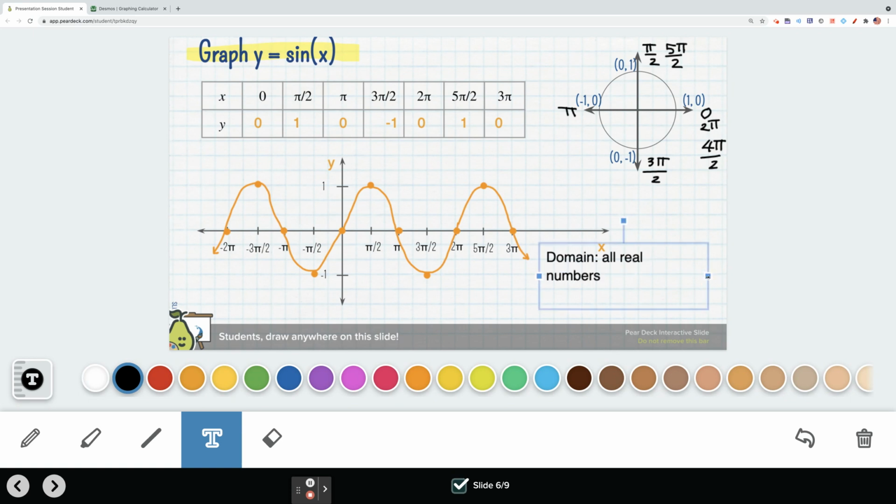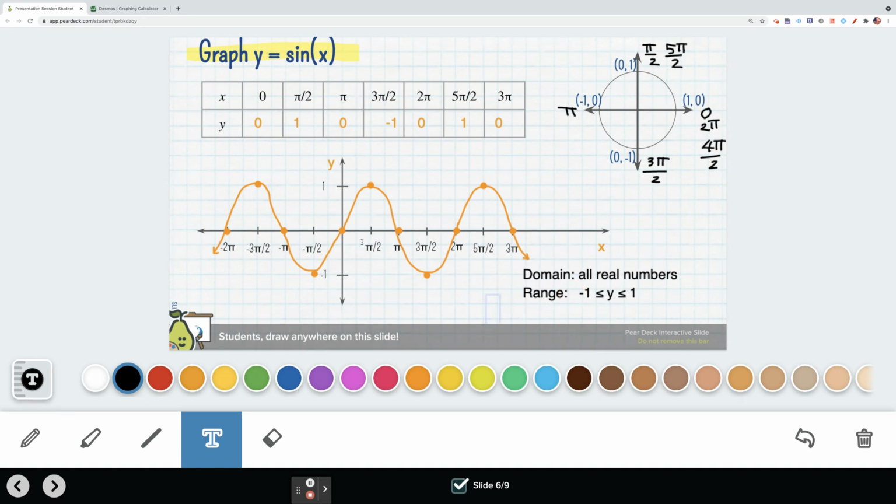Now the range, on the other hand, is what are the y values for y equals sine of x. The range is going to be from -1 less than or equal to y is less than or equal to 1. So that's the domain and range of our sine curve.